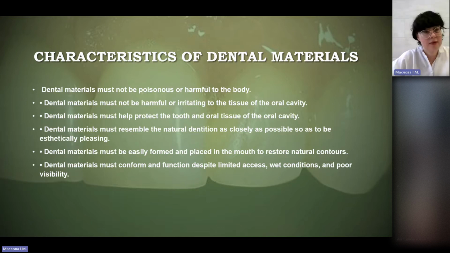What about the dental materials? The main or the basic characteristics of dental materials: these materials must not be poisonous or harmful to the body. Dental materials must not be harmful or irritating to the tissue of the oral cavity, must help to protect the tooth and oral tissue, and must resemble the natural dentition as closely as possible so as to be aesthetically pleasant.